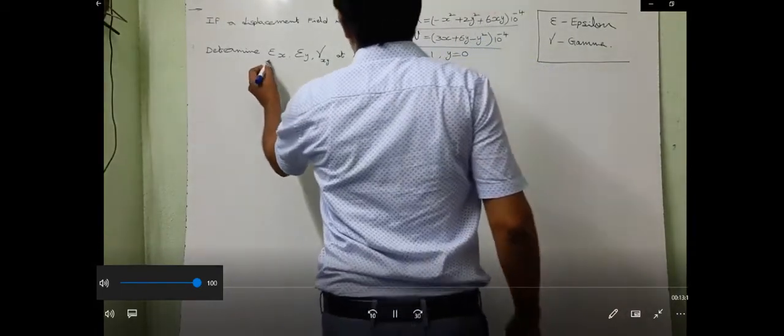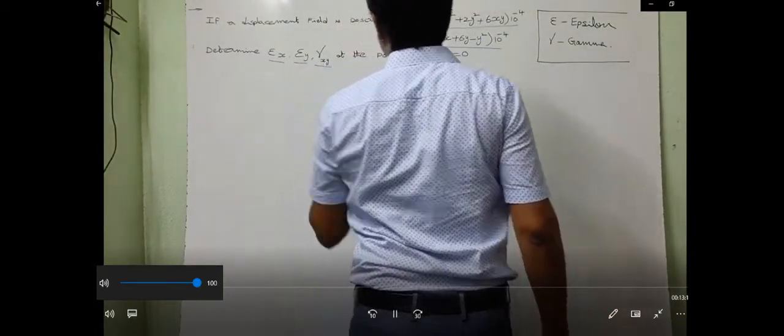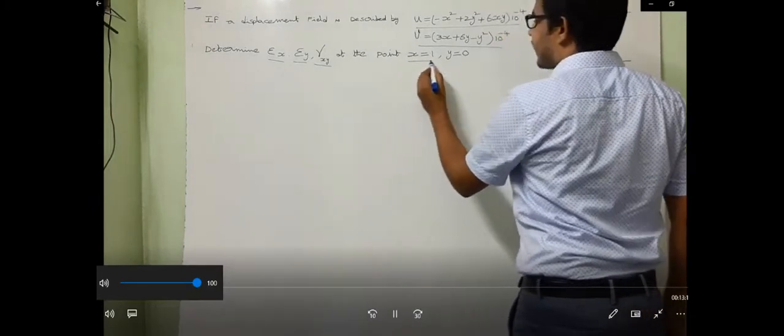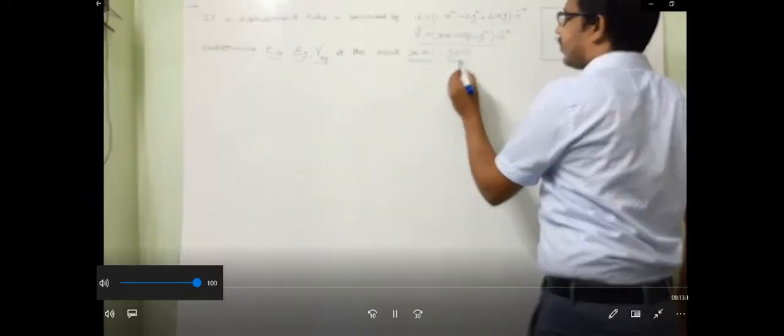Described by u equal to minus x square plus 2y square plus 6xy into 10 power 4, v equal to 3x plus 6y minus y square into 10 power minus 4. Determine the epsilon x, epsilon y, gamma xy at the point of x equal to 1 and y equal to 0.